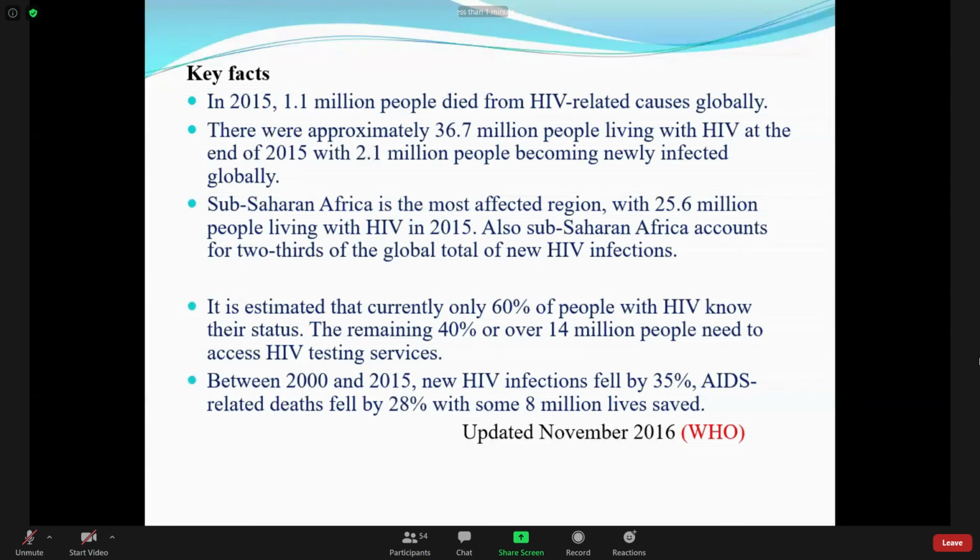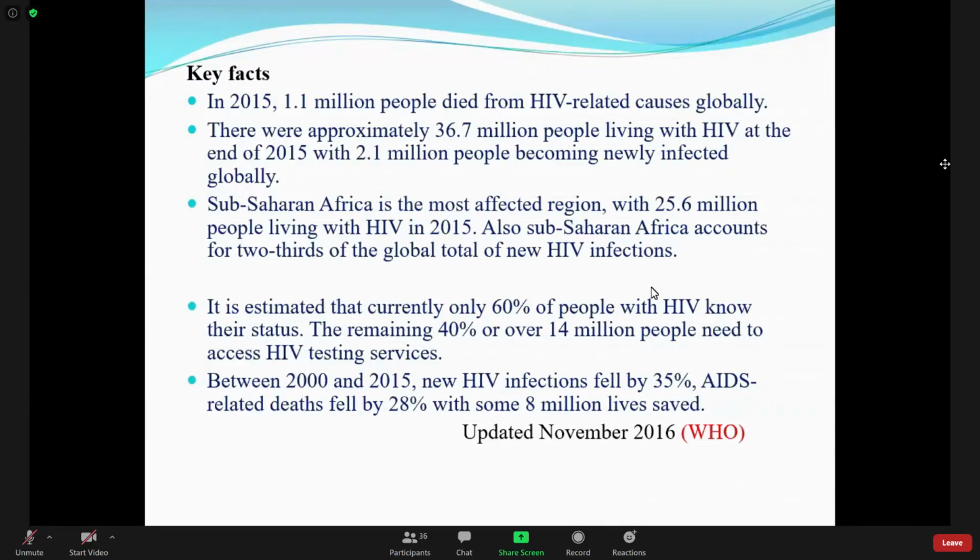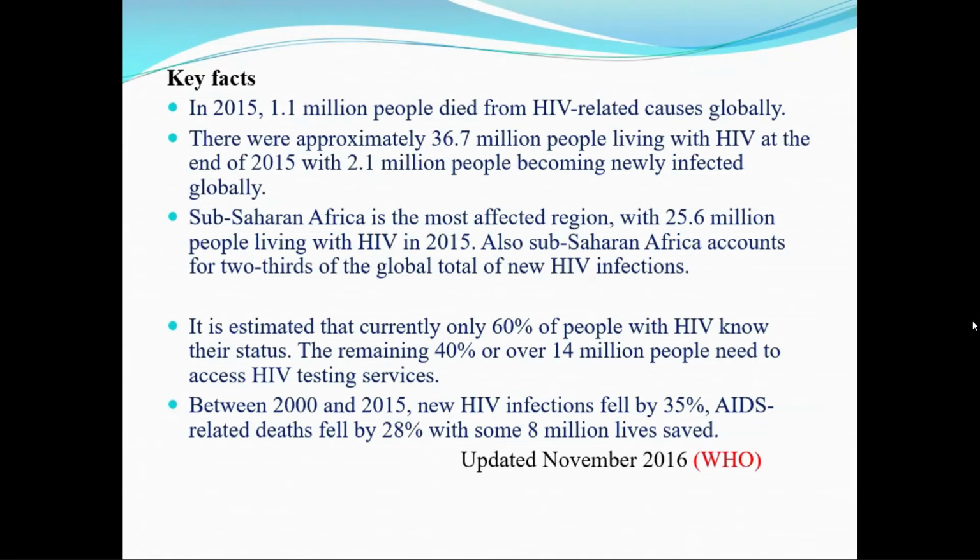So total 36.7 million people are living with HIV, of which 25.6 million are found in Sub-Saharan Africa. Currently only 60% of people with HIV know their status. The remaining 40%, or over 14 million people, need to access HIV testing services. They are unaware of their status, whether negative or positive.